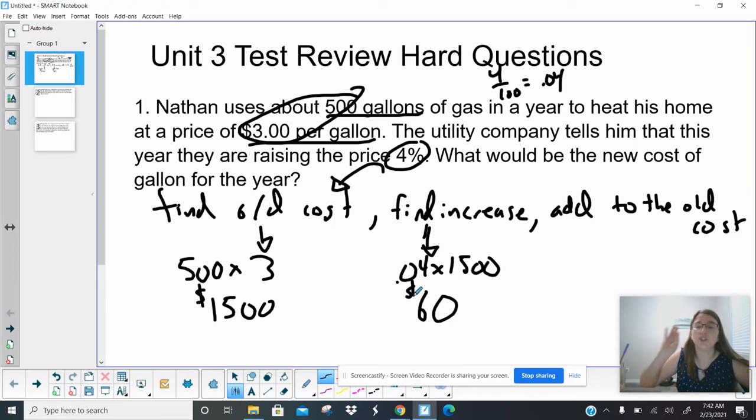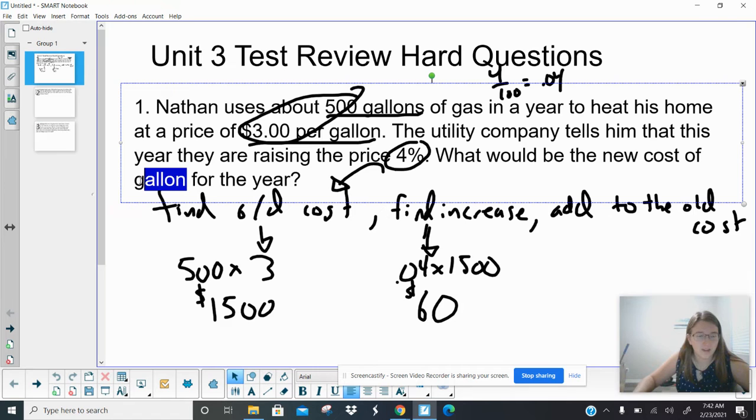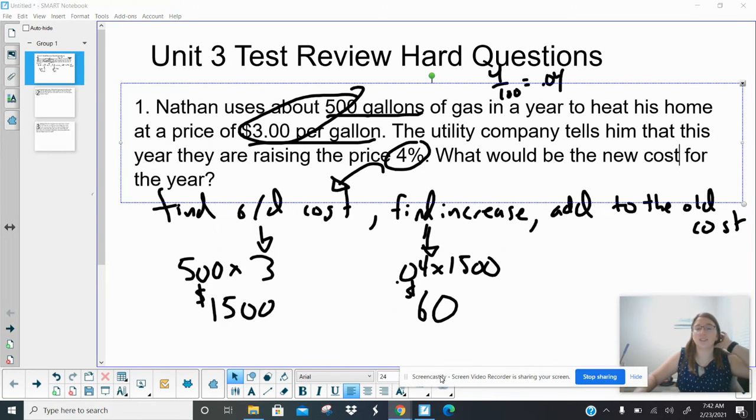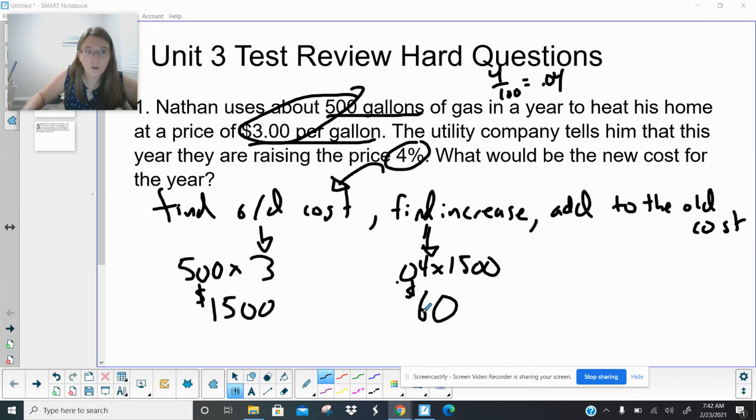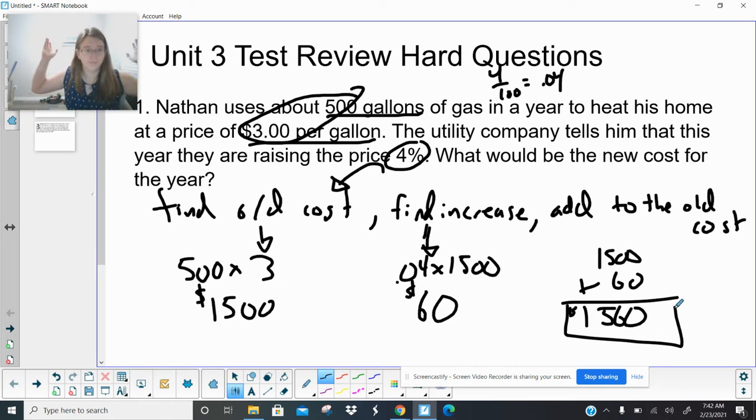So this is just the increase, right? It would make no sense for this to be our answer for the new cost. What would be the new cost for the year? This is just the increase, so to get our final answer, we need to increase the old cost. So all you have to do is add these two together. And this is the new cost. And boom, you're done. That's it.